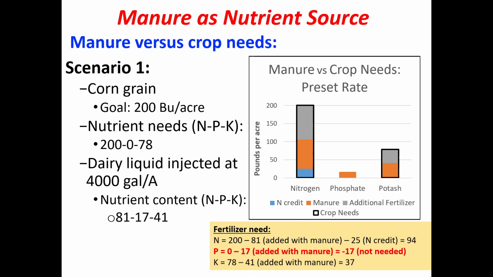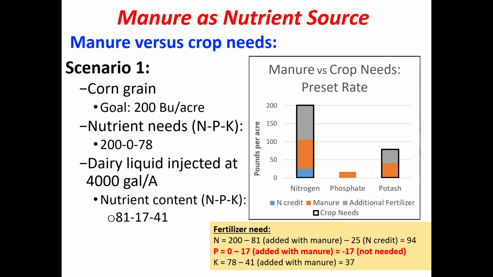It's not that complicated. As long as the first number is lower than this, now you can just subtract. And again, there are also nitrogen credits depending upon the legumes or the manure that farmers have. So he's going to get some nitrogen credit, in this case 25 pounds. And with manure, he's going to get 81 pounds. The total need is 200, which means that 94 pounds of nitrogen could be added from fertilizer.